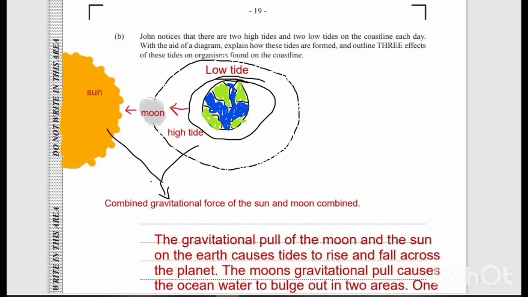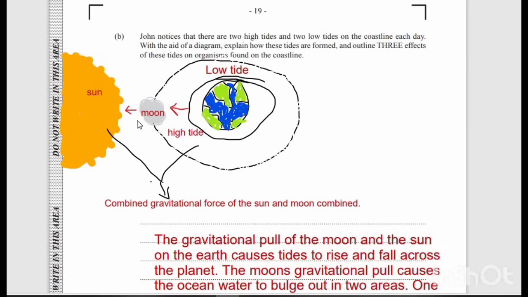Part B now says that John notices that there are 2 tides, 2 high tides and 2 low tides on the coastline each day. With the aid of a diagram, explain how these tides are formed and outline 3 effects of these tides on organisms found on the coastline.